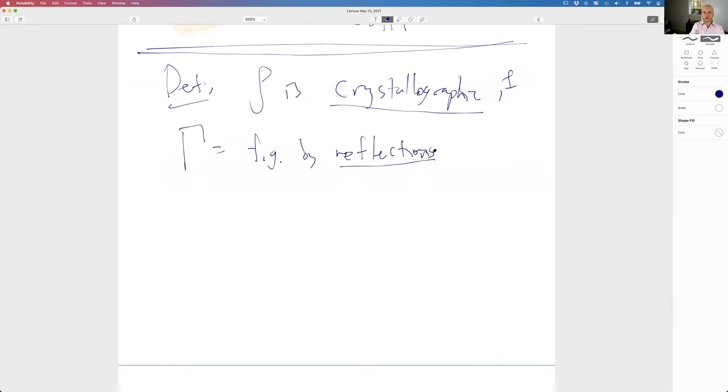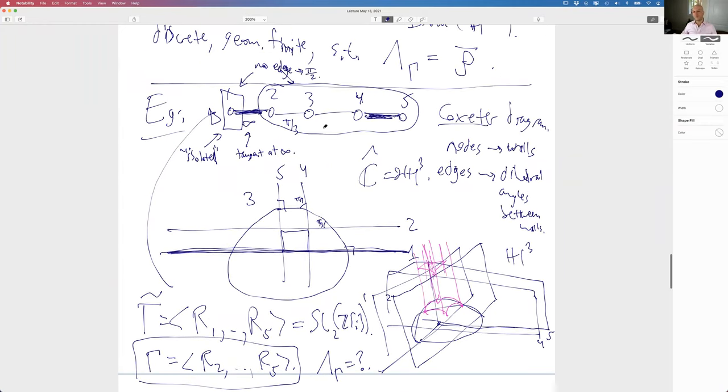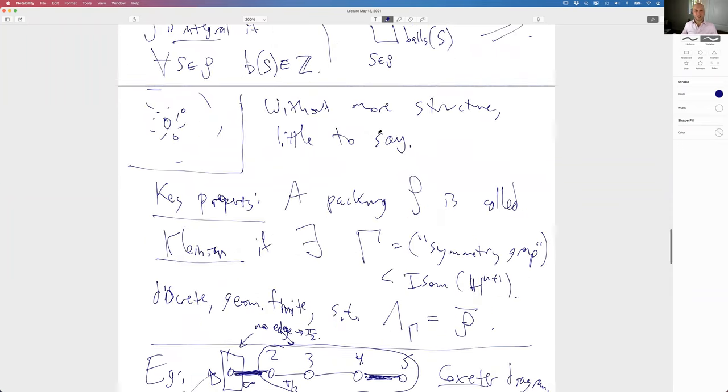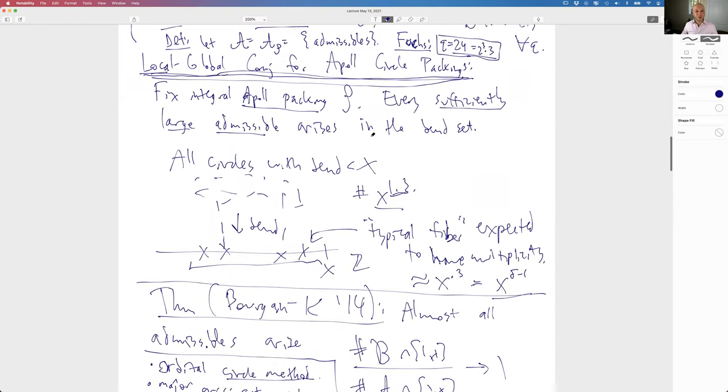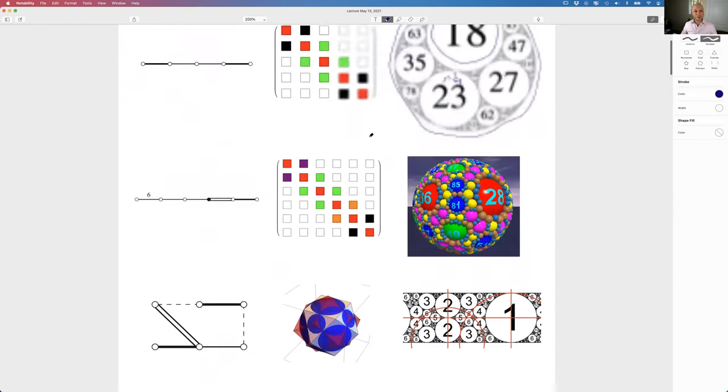So groups that are generated by reflections are the easiest to illustrate, and they're exactly the ones that one can write down a Coxeter diagram for. For a general geometrically finite group, I don't know a good way to represent it. But in the case of reflection groups, we can really draw such pictures. And so that is what these things are meant to illustrate.